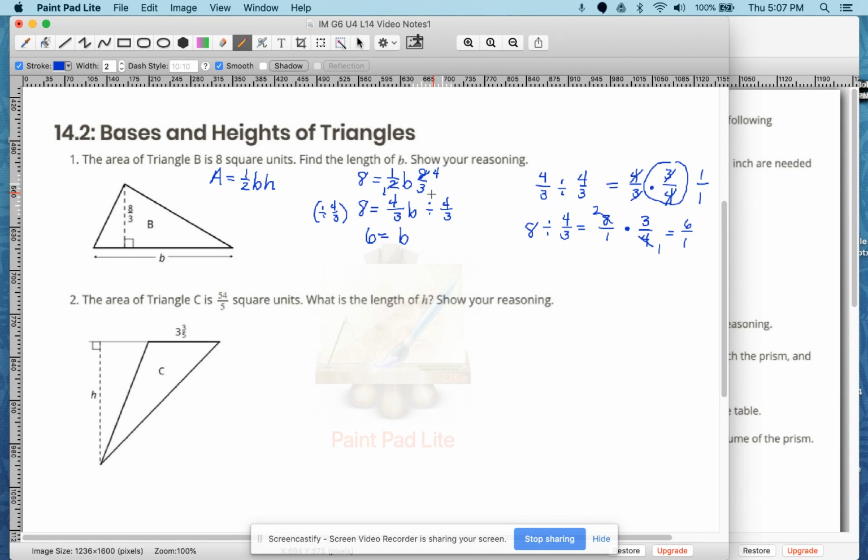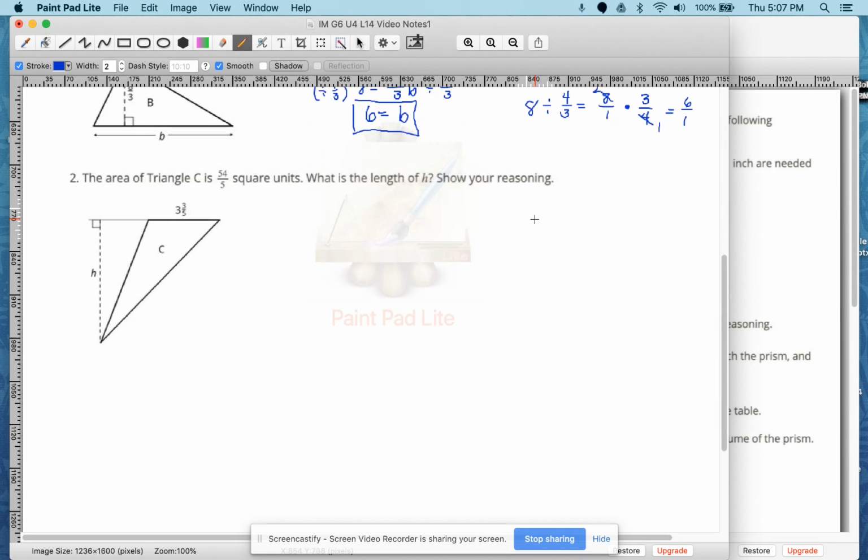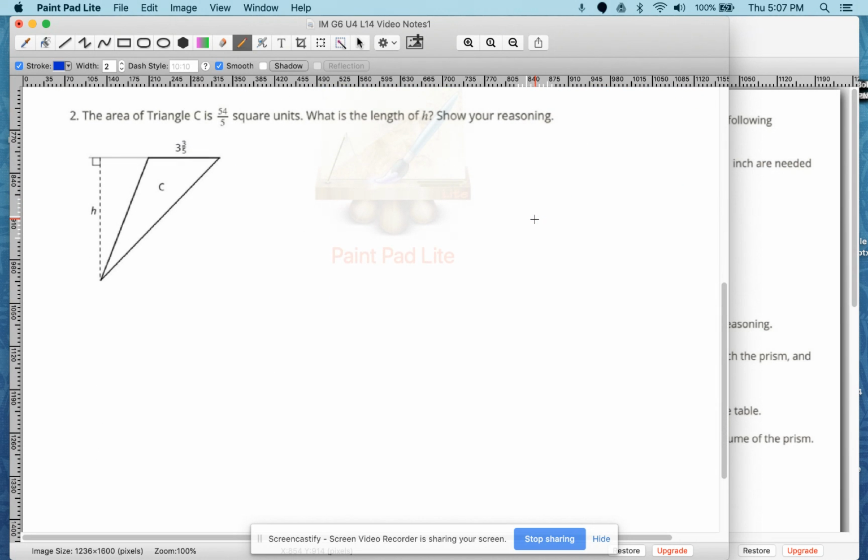And they just said square units, so we don't have to, we can write out square units, but I'm not going to ask you to right now. So when they say show your reasoning, we went ahead and showed all of the work, and that is our reasoning. So let's look at number 2.